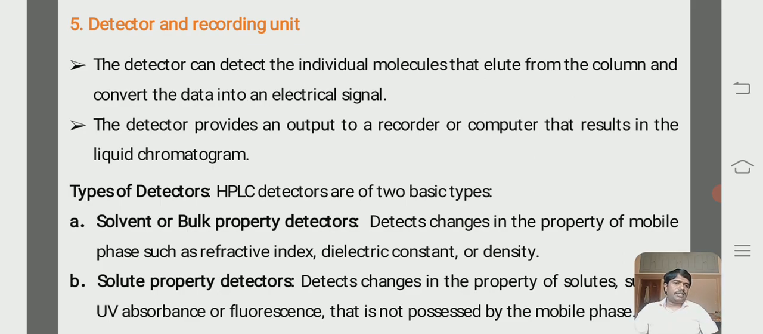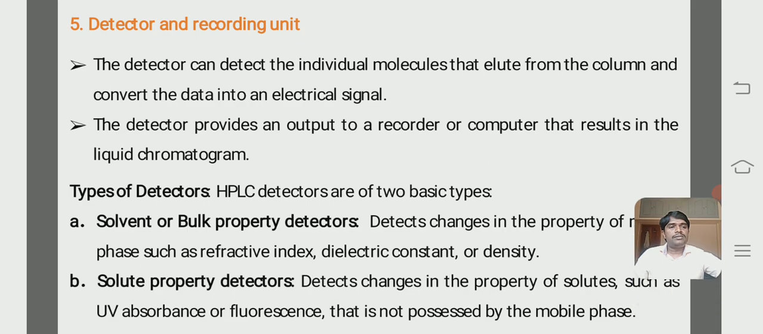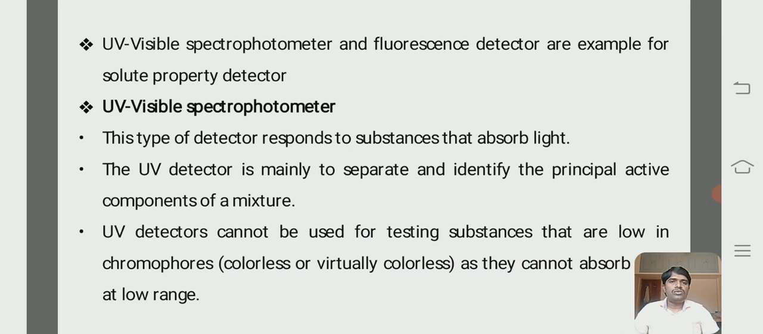What are solute property detectors? Solute property detectors are detectors which detect changes in the property of solutes such as UV absorbance or fluorescence that is not possessed by the mobile phase. The UV visible spectrometer and fluorescence detector are examples of solute property detectors. Let us discuss one by one here.